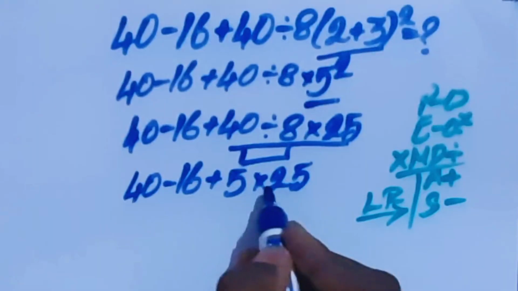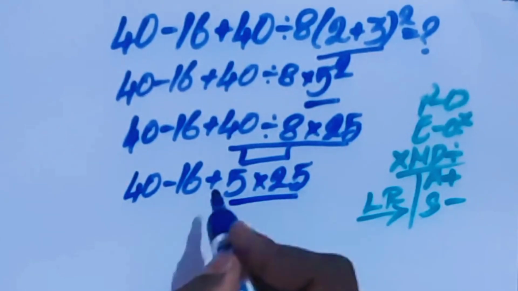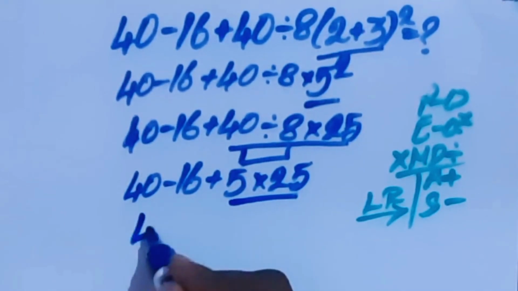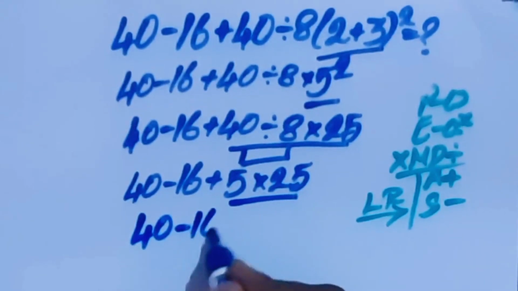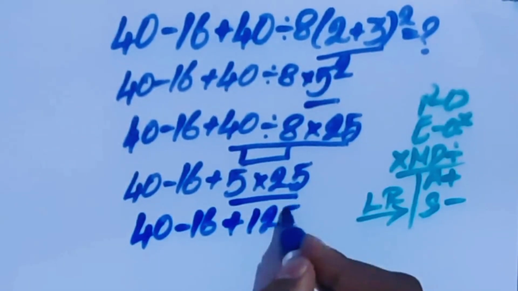Here we have subtraction, addition and multiplication. Multiplication is higher priority than this addition and subtraction. So we have to do this multiplication before this addition and subtraction. So 40 minus 16 plus 5 times 25 is 125.